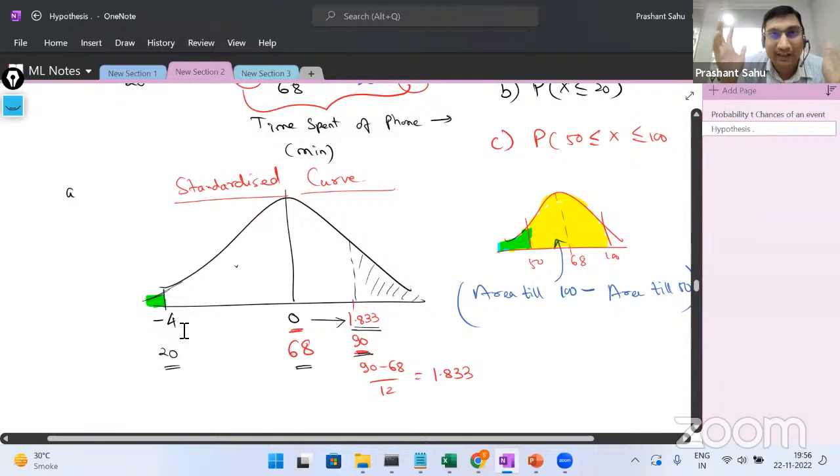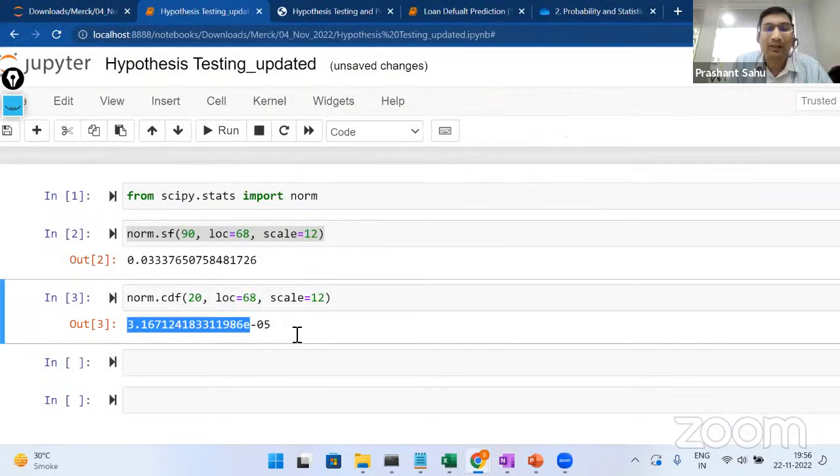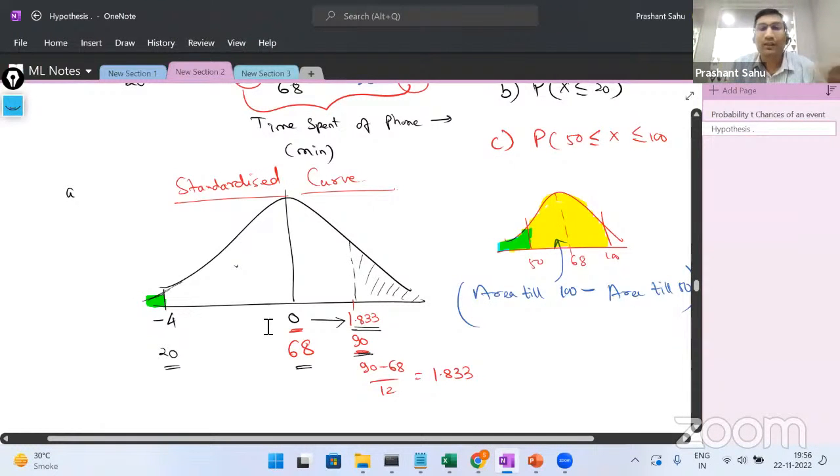That is the reason standardization was created. So 20 is minus 4, which is 4 standard deviations lower than the mean. Since it is very far from the mean, the area under the curve would be very, very small. And that is what has happened here. The area under the curve is very, very small, so the probability is very, very small.